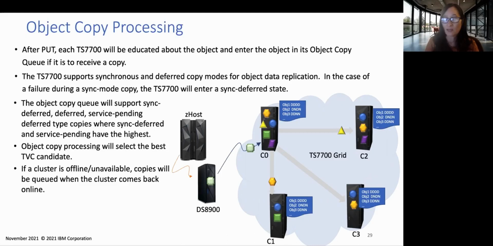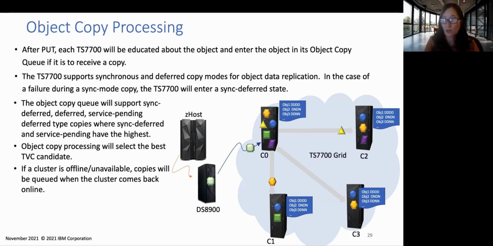So the first thing it does is it educates each cluster in the grid about this object. So if I'm cluster 0, I send out my information to cluster 1, 2, and 3, regardless of whether they're getting a copy or not. Each cluster will now know about that object. The cluster will also look at the policy that was sent to them by cluster 0. So I'm cluster 2, and I now know about this new object 1. And I know that the policy is DDDD. That means deferred to all clusters in the grid.